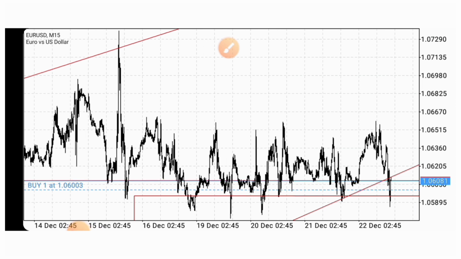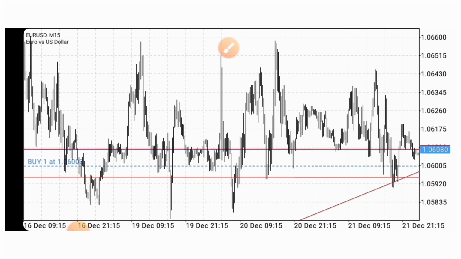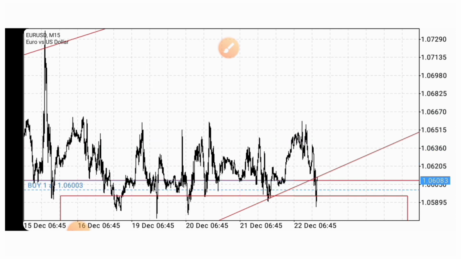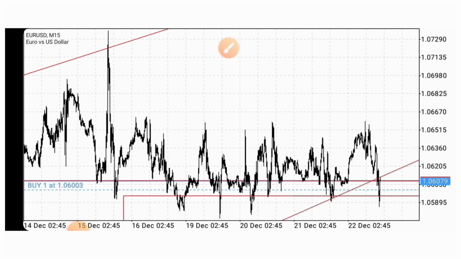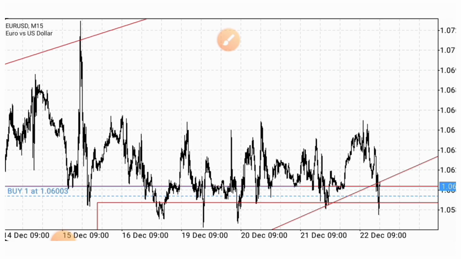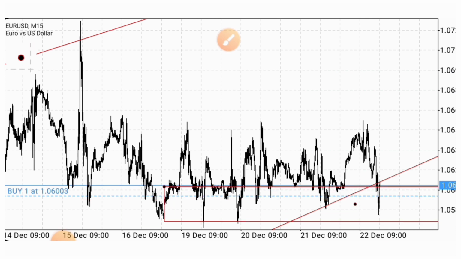What we did here is we were able to use the trend line to know that we are in a bullish trend, and that is one. And we were able to use our rectangle tool to map out our support zone. So the trend line tells us we are in a bullish trend, and the rectangle identifies that we are in a support zone. So this is a strong support.